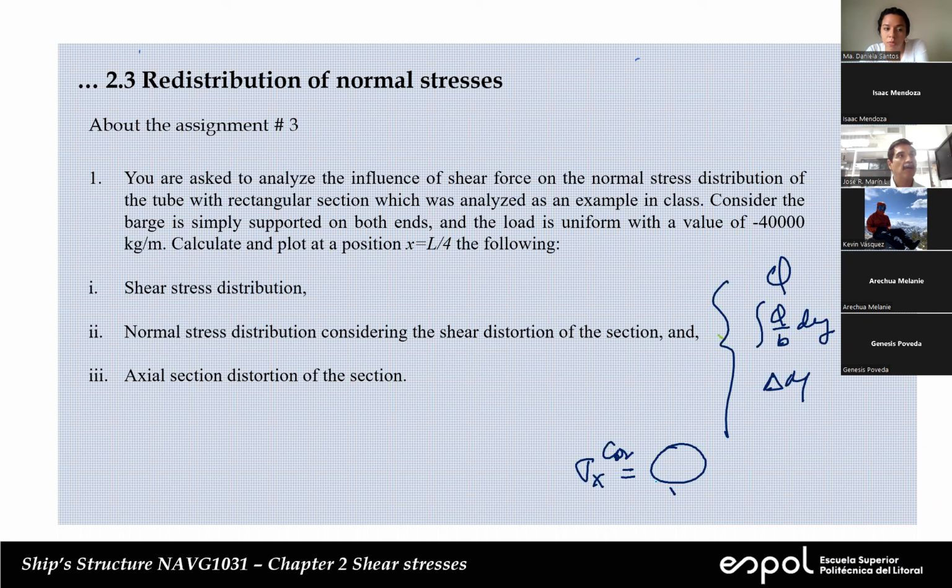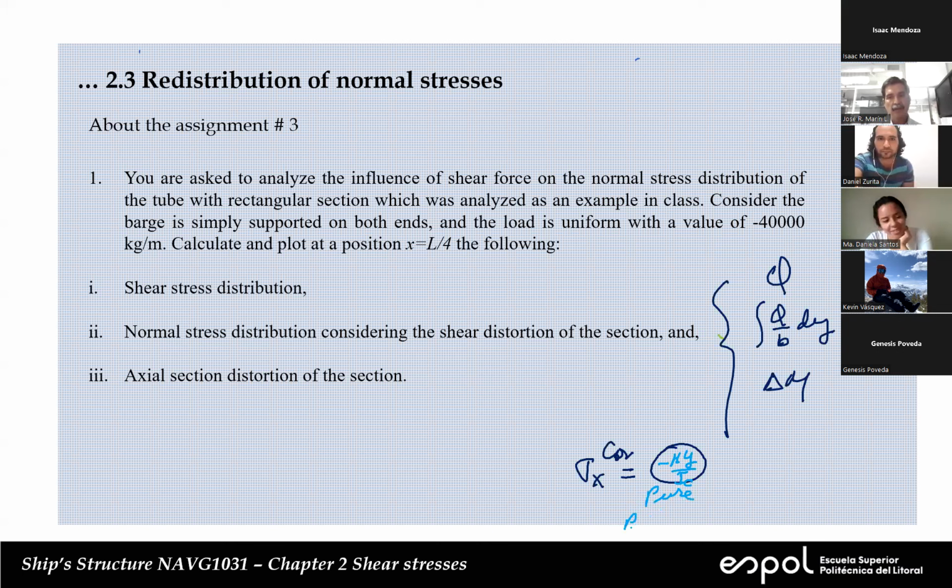You said minus M y over what? I sub c. And how do you call this term? I mean, from where do you get this? From where do we get this? The normal stress is minus M multiplied by y over inertia. Yeah, but how do you call this term? Anybody? Pure flexion. Pure bending. This is what you learn in solid mechanics.